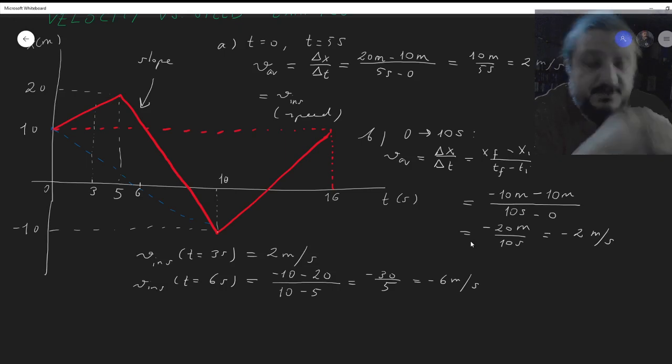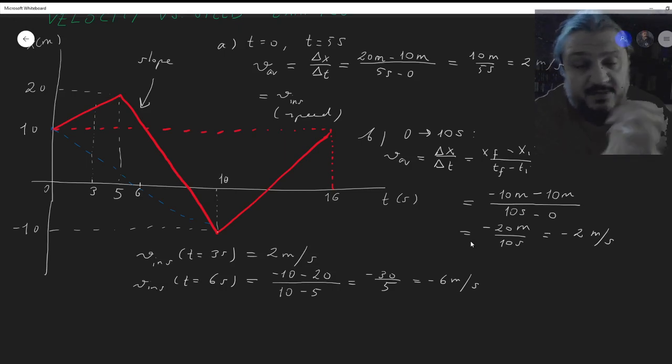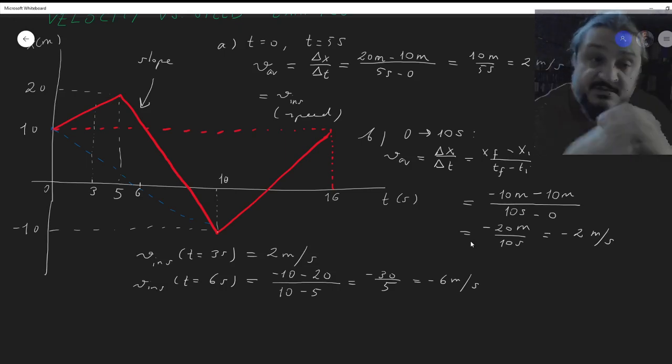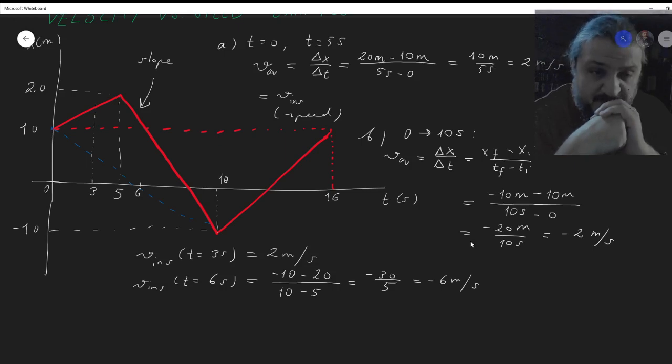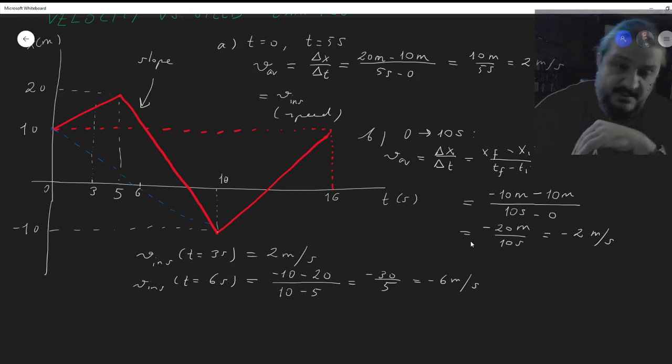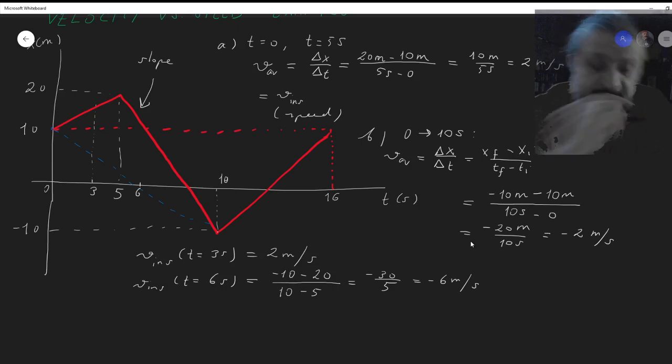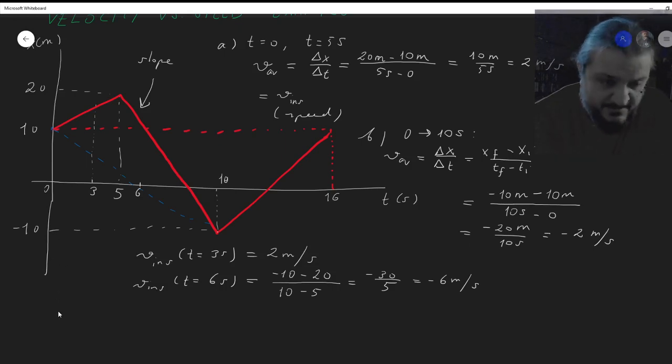All right, so what else can we do in that time interval? Speed. Let's consider speed. So the instantaneous speed when t is 3 is the same, 2 meters per second.